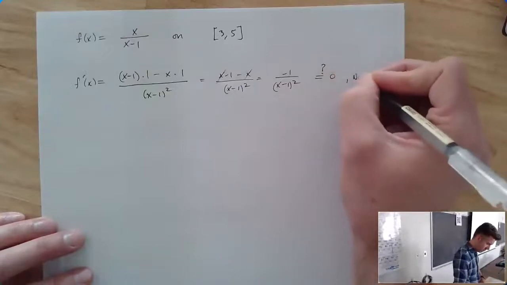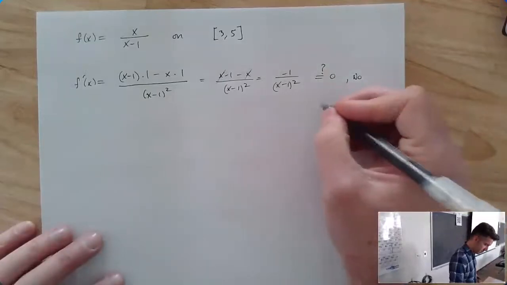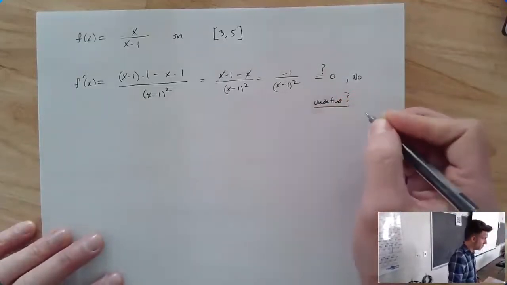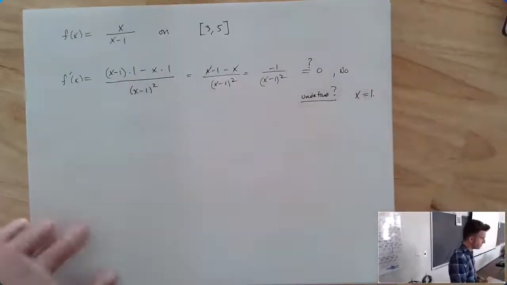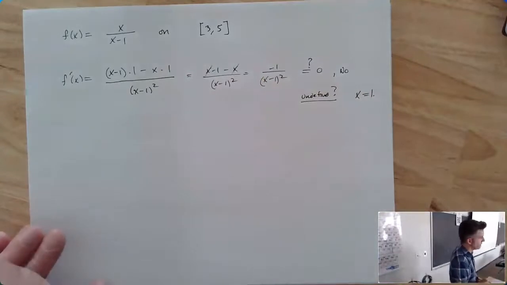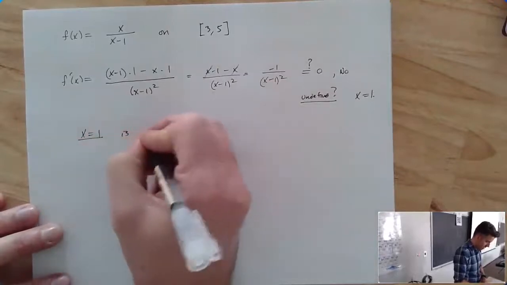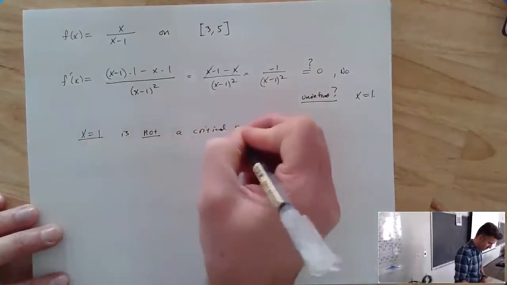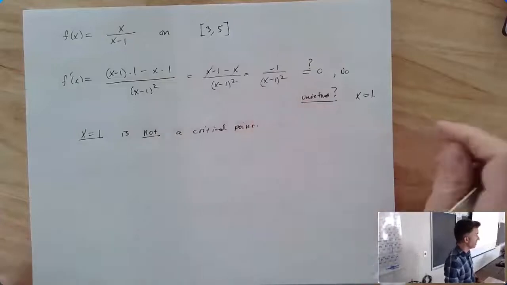Where is it undefined? Right. And here's what I have to say. It's true, x equals 1 is not a critical point. The reason it's not a critical point is because it's not in the domain of the original function.